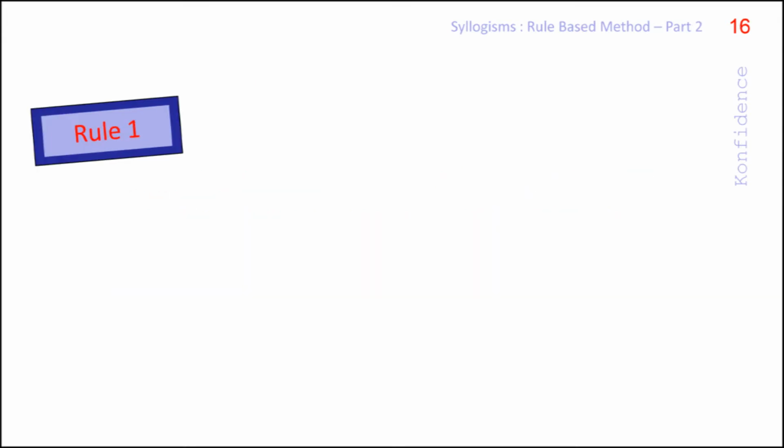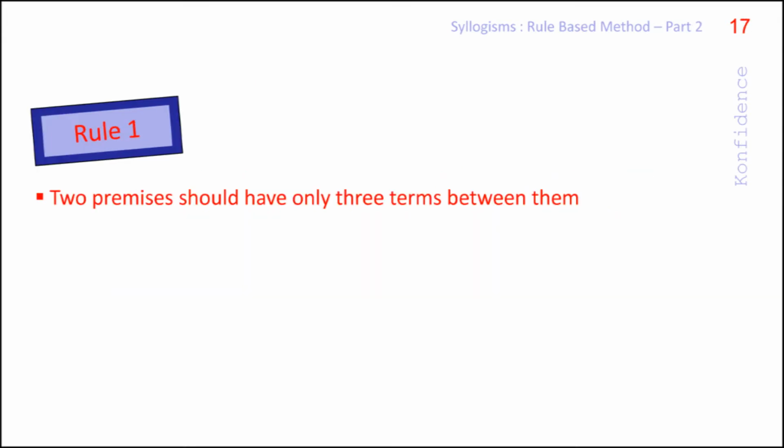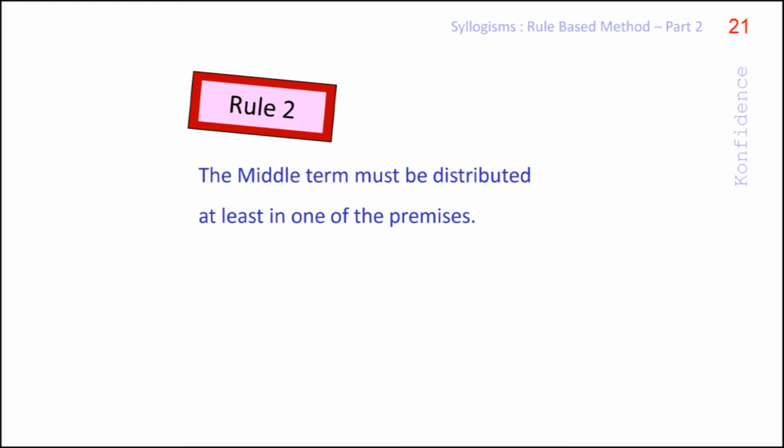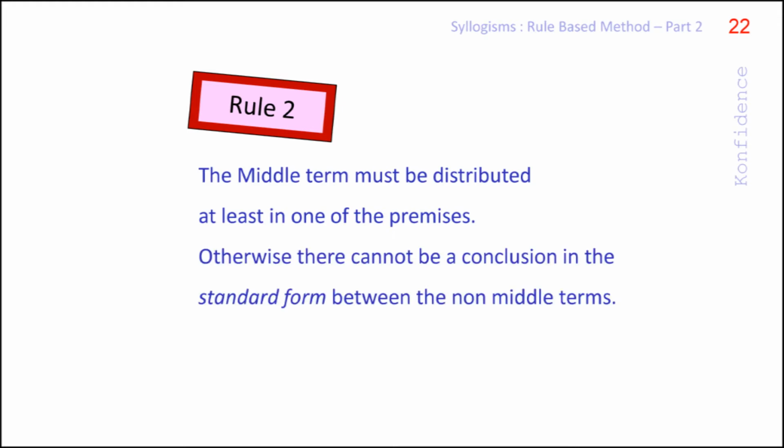First rule states that 2 premises should have 3 and only 3 terms between them, and that one of those terms should be present in both the premises. That is, there should be a middle term. Otherwise, the rules cannot be applied. Rule 2. The middle term must be distributed at least in one of the premises. Otherwise, there cannot be a conclusion in the standard form between the non-middle terms.